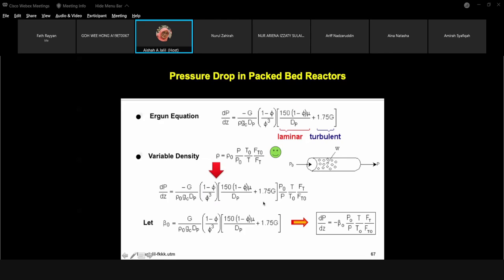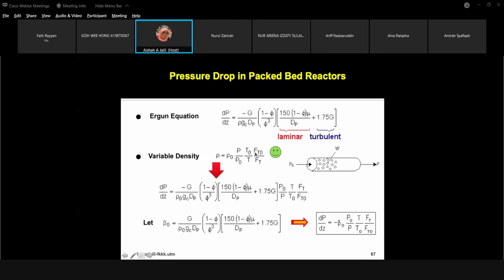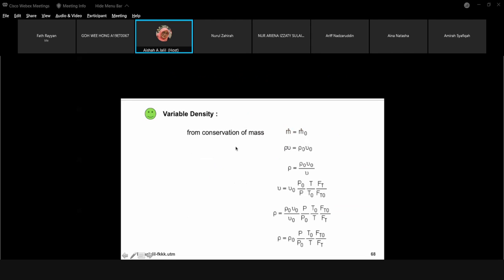To simplify this equation, they give the name beta naught to all of this, until this one. So when you put in beta naught, it becomes like this. You can see they simplified the equation. So now you have dP over dz equal negative beta naught times this. This is about the pressure drop, and this is how you get this one. Where does this come from? It comes from this one.